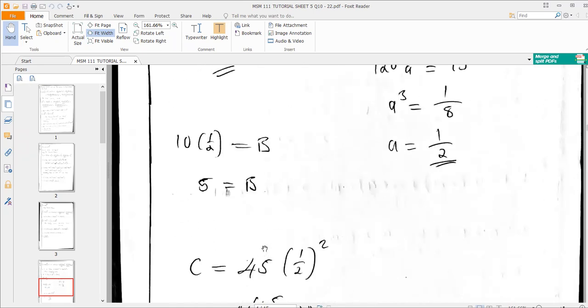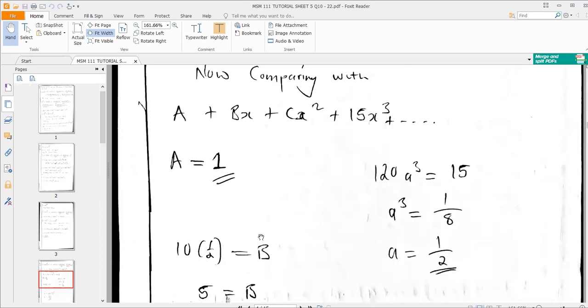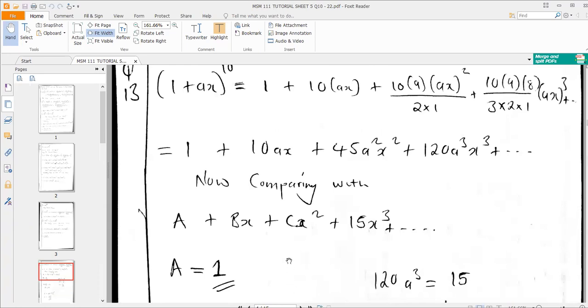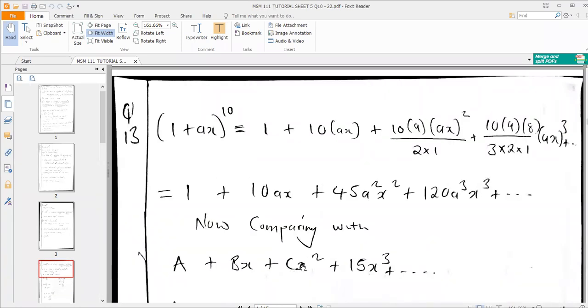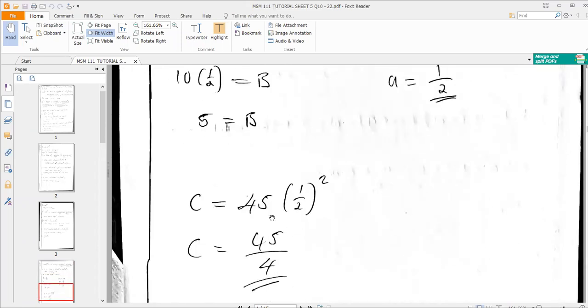Also now when it comes to c, we're comparing the values. We have c for x squared, so when you compare it with the coefficient of 45a squared x squared, you have 45 times 1 over 2 to the power 2. What is 1 over 2 to the power 2? It's 1 over 4. Now 1 over 4 times 45, we're having 45 over 4 as our c. Then we have solved for all the variables c, b, a, and a.